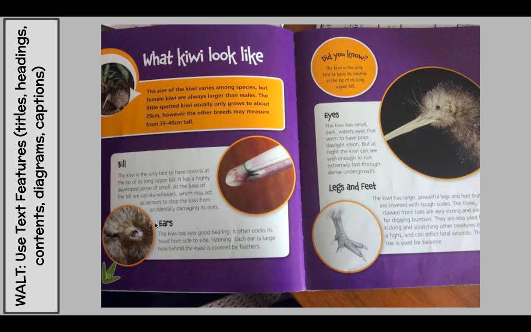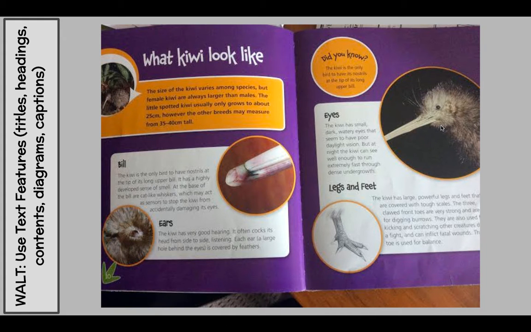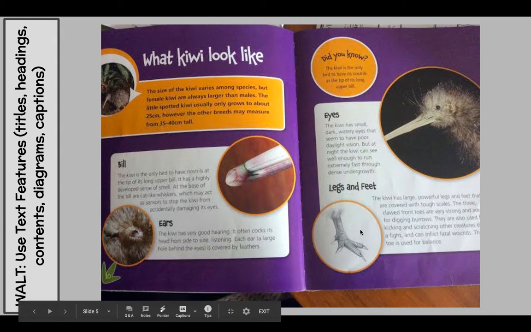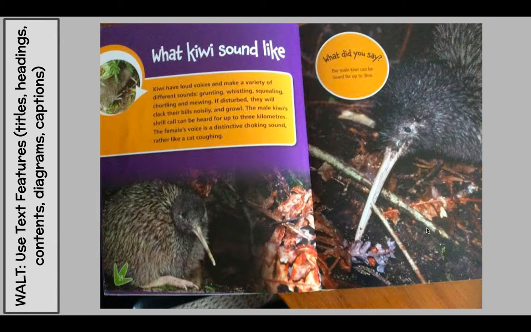And then it tells us about the ears. There's a photo which shows the kiwi's ears. Same with the eyes. We've got our heading, we've got our information there, a photo which shows it to prove and to help us be able to see that, and our legs and feet. And again, the heading, a picture, and then the information. What a kiwi sounds like. So we've got that same information there. It's easy, it's clear, and well laid out. It even has here a question, so that it answers that question for us.